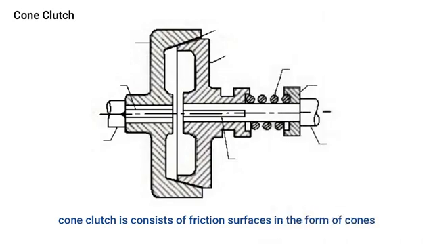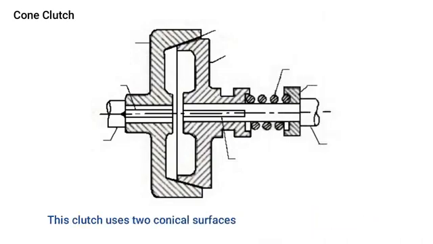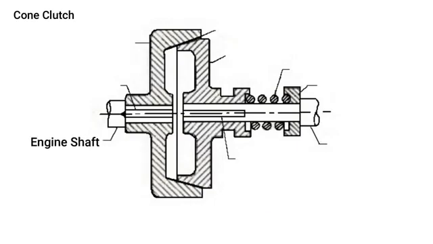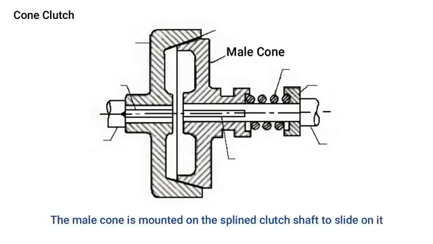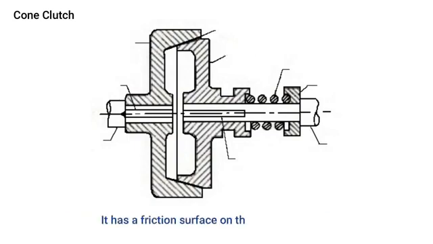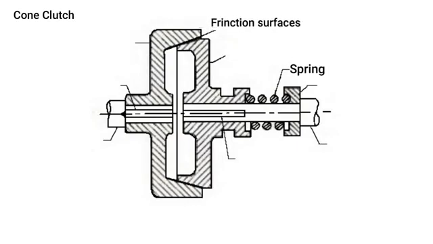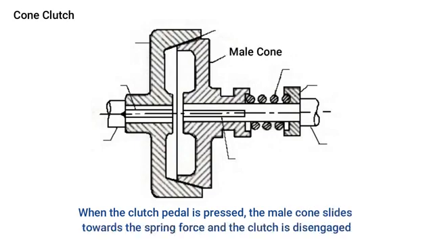Cone clutch. Cone clutches consist of friction surfaces in the form of cones. This clutch uses 2 conical surfaces to transmit torque by friction. The engine shaft consists of a female cone and a male cone. The male cone is mounted on the splined clutch shaft to slide on it. It has a friction surface on the conical portion. Due to the force of the spring, when the clutch is engaged, the friction surfaces of the male cone are in contact with the female cone. When the clutch pedal is pressed, the male cone slides against the spring force and the clutch is disengaged.